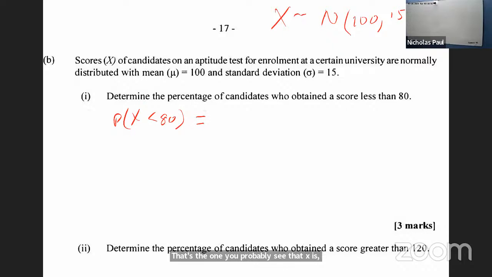What do you do? Standardize, right? So you want the probability of Z is less than. Go ahead, remember what to do.